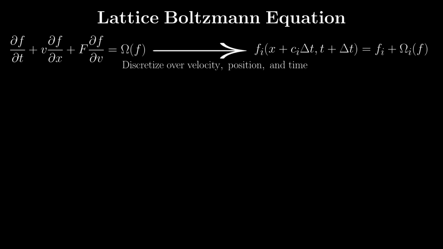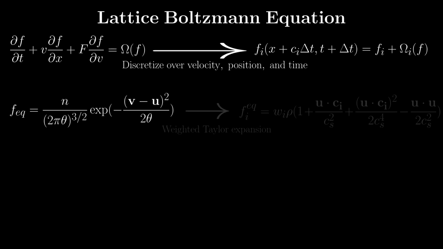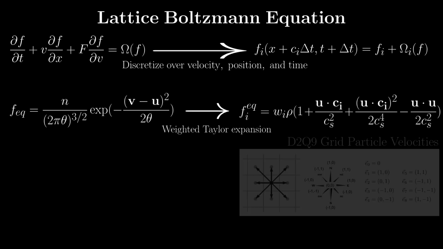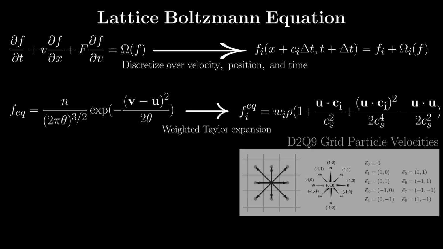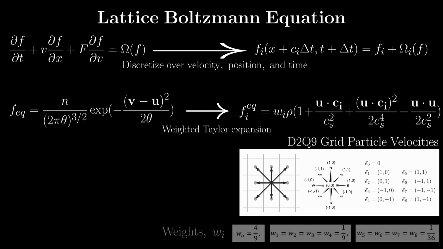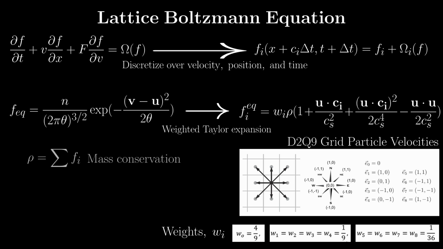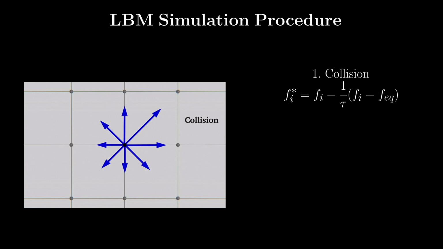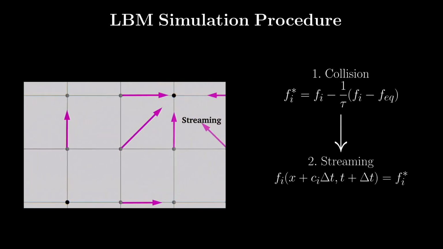Discretizing all equations over velocity space, physical space, and time, we arrive at the Lattice-Boltzmann equation. We can perform a weighted Taylor expansion of the equilibrium distribution function, derived earlier, with a now discretized velocity grid. Note that we define discrete particle velocities, Ci, and weights, Wi, by the following grid, known as D2Q9. We can calculate density and velocity from discretized conservation equations. The Lattice-Boltzmann method consists of two steps. First, collision from neighboring cells. Second, streaming or propagation of the distribution to neighboring cells.